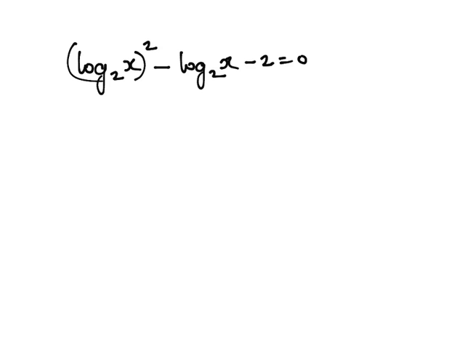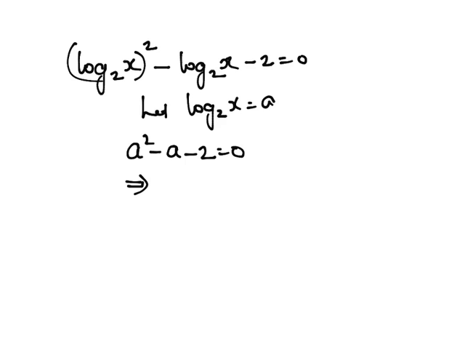Log x to the base 2 whole squared minus log x to the base 2 minus 2. Here, as you can see, it looks like a quadratic equation in log x. So what I shall do is I'll replace log x to the base 2 with a. So we'll get a squared minus a minus 2 equal to 0. Very simple. It's a quadratic equation. When you solve, I'll get either a as 2 or a as 1.